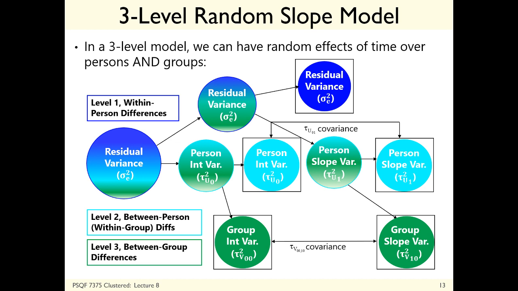So variance components at the same level get a covariance. So the intercepts and slopes from the same person get a covariance at level 2. The intercepts and slopes from the same group get a covariance at level 3. And level 1 is uncorrelated with everything.